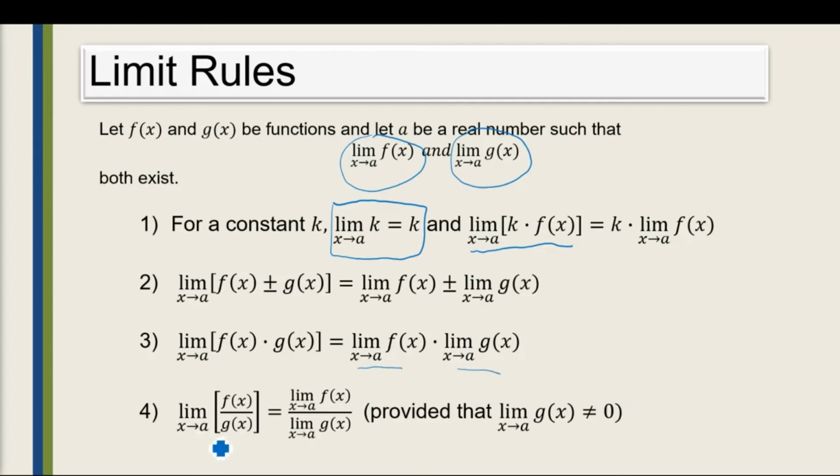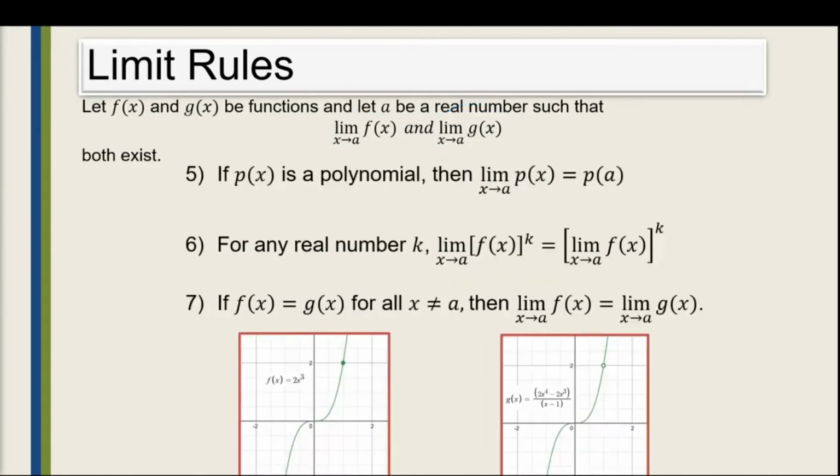And if we want the limit as x approaches a of two functions being divided, it's the same as taking the limit as x approaches a of the numerator and the limit as x approaches a of the denominator and dividing those things, provided, of course, that we are not dividing by 0. The fifth property on our list says that if we have a polynomial function p of x, then the limit as x approaches a of p of x will just equal p of a.